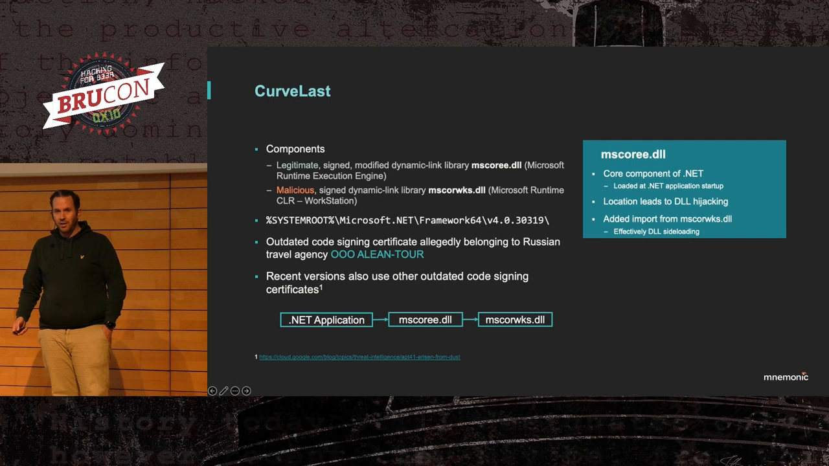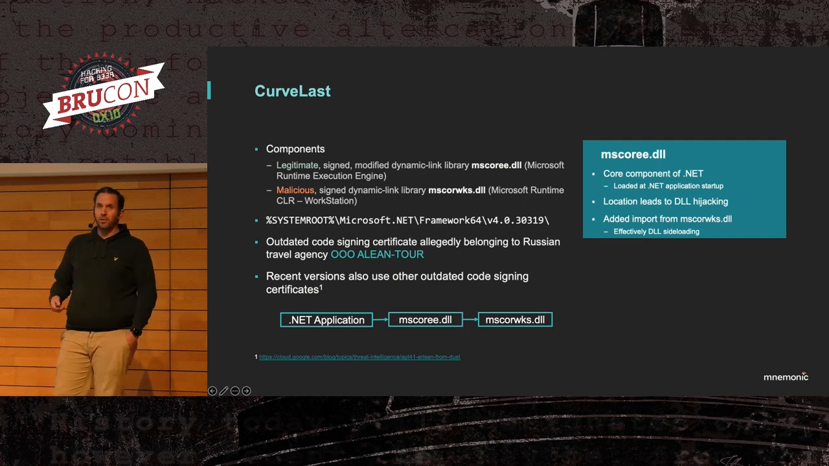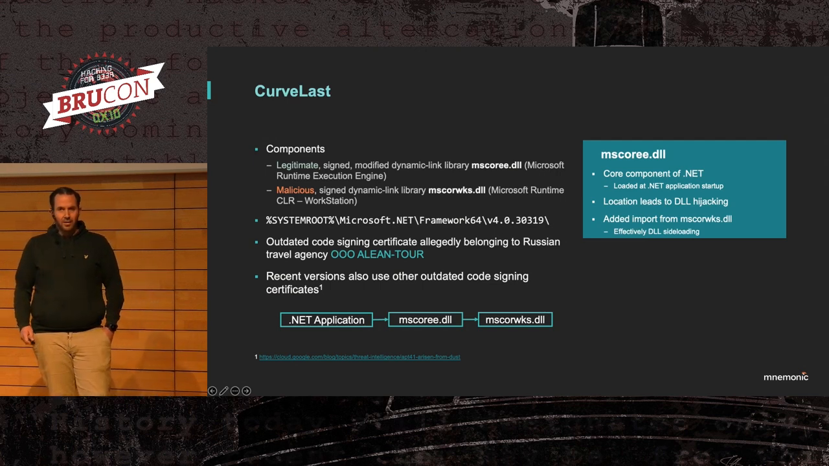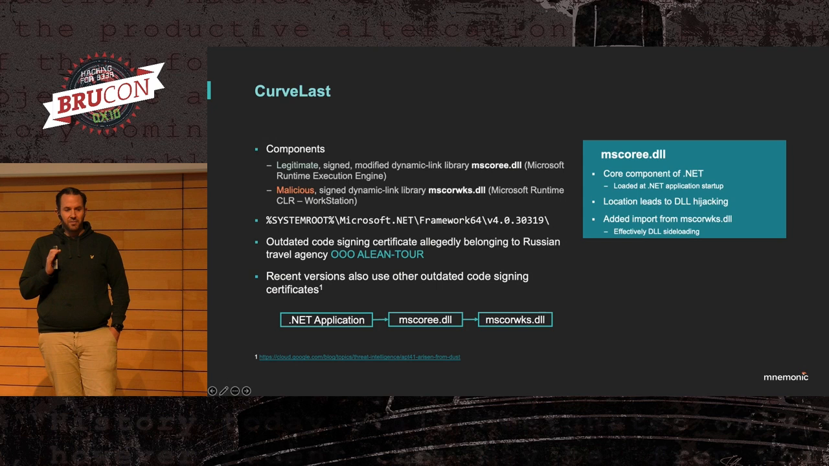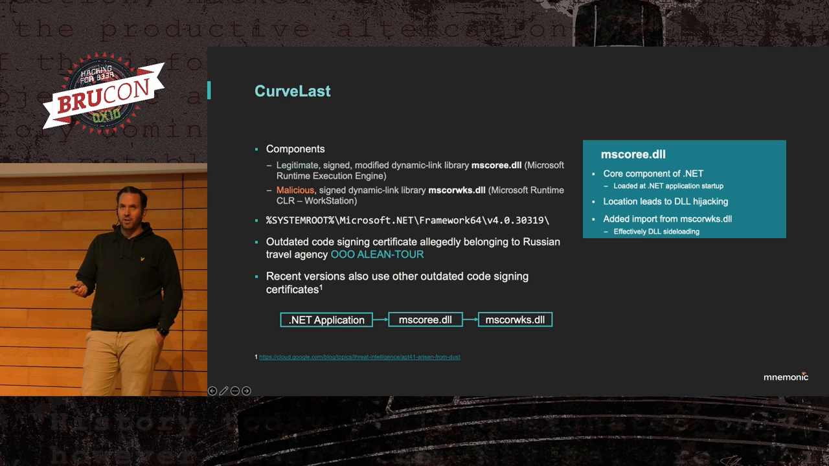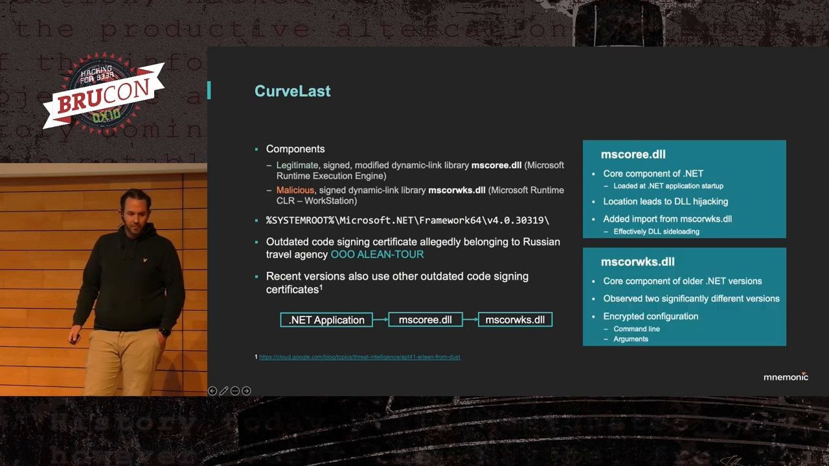And MS-Core-E is a core component of the .NET environment. It is responsible for bootstrapping and executing a .NET application. So it is loaded whenever a .NET application is executed. And the replacement of the particular file leads to a DLL hijacking of that file, and an added import to the other malicious file.